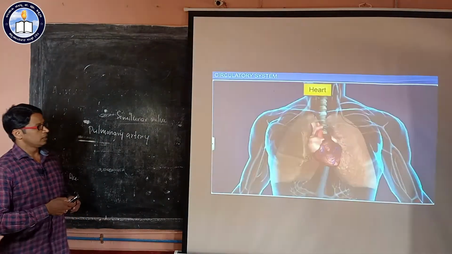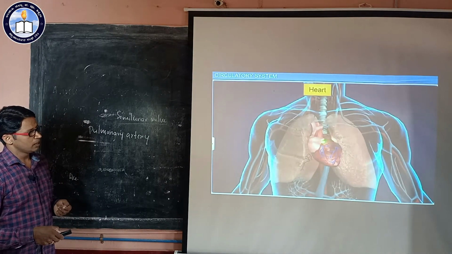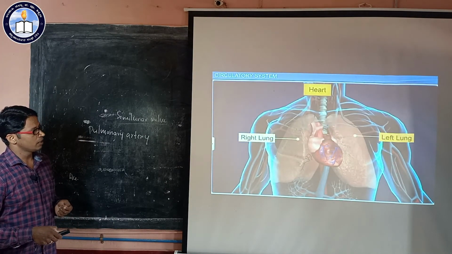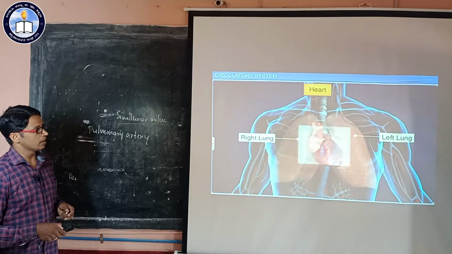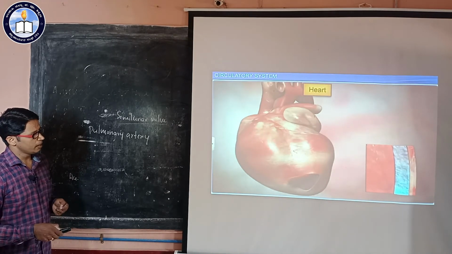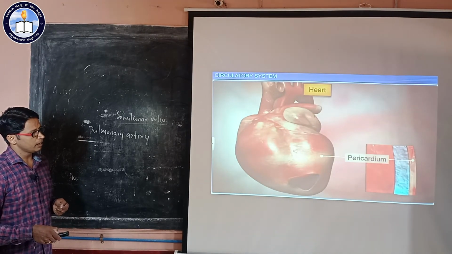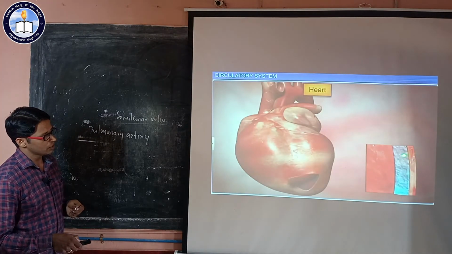Next, it is a structure of the heart which is present in the thoracic chamber, and it is tilted towards the left, which is present in between the lungs. This is the right lung and this one is the left lung. It is well protected by a membrane called the pericardial membrane, and in between the pericardial membrane there is the presence of a space, the pericardial space.